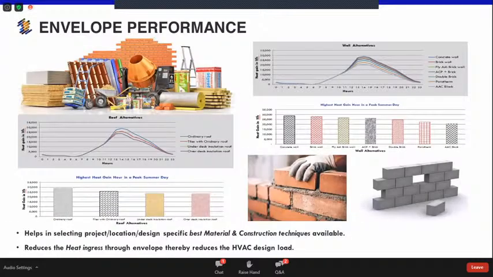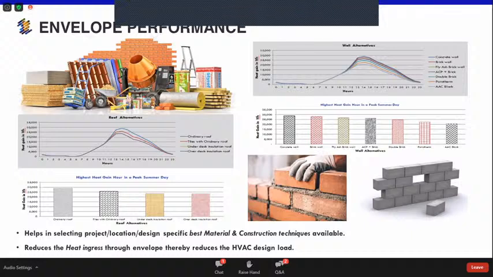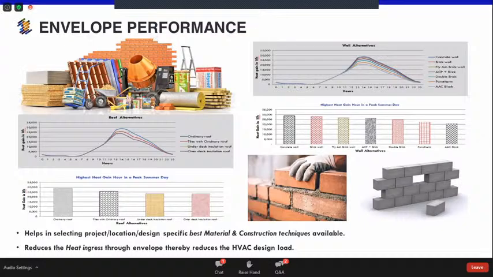So the next one is envelope performance. When we start talking about the sustainable building, the first and foremost element that comes to mind is the envelope materials. To achieve a sustainable building, we would directly go into buying sustainable materials, like building with adobe bricks, or having bamboo as an element of the building. This is a common perspective that this will make the building more sustainable.